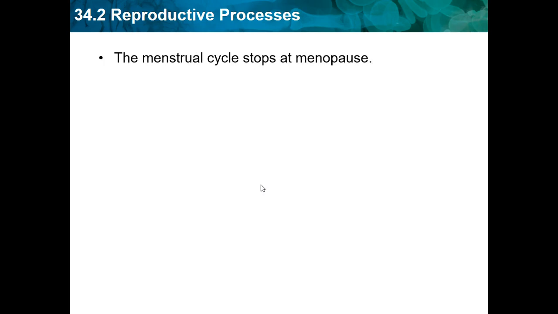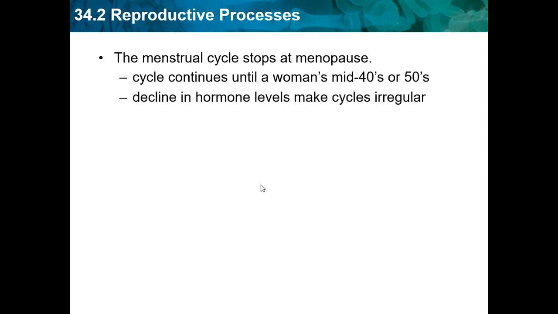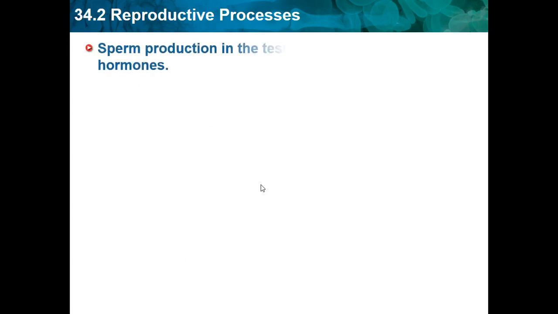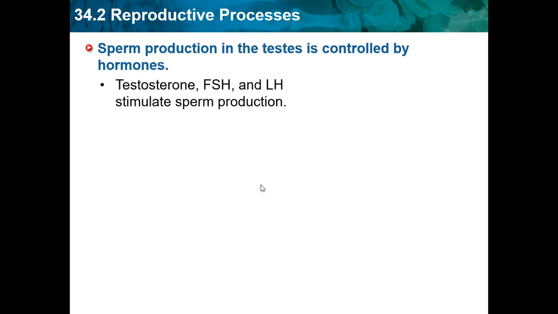So the menstrual cycle stops at menopause. The cycle continues until a woman's mid-40s or 50s. So menopause is when that occurs. Menopause is the end of the menstrual cycle. And the menstrual cycle is when the egg forms and basically periods. So declines in hormone levels make cycles irregular. Eventually the cycle stops altogether.